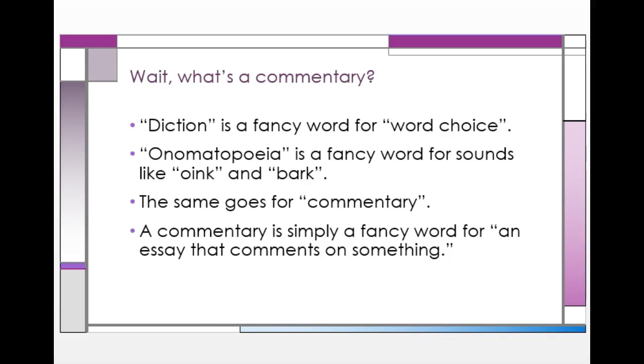Okay, so this is a further explanation of a commentary. So wait, what is a commentary? Diction is a fancy word for word choice. And of course, that's another term that you could probably focus on if you do the poetry. This is an important one. Diction's always a good literary device to focus on. Just like onomatopoeia is a fancy word for sounds like oink, bark, etc. And then the same goes for a commentary. A commentary is simply a fancy word for an essay that comments on something. An essay that's an analysis or an interpretation. So it's just a fancy word for saying that.